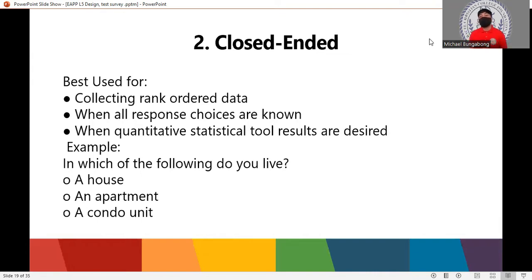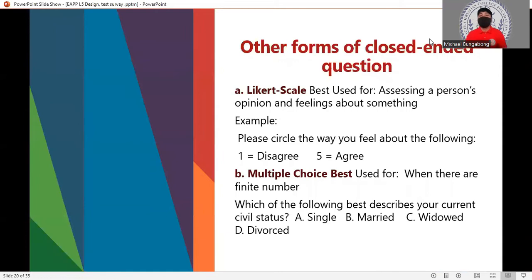But when all response choices are known, and when quantitative statistical results are desired, that is a characteristic of closed-ended questions. Example: in which of the following do you live, a house, an apartment, a condo unit? So that's an option. Okay, so I think it's very easy to understand.